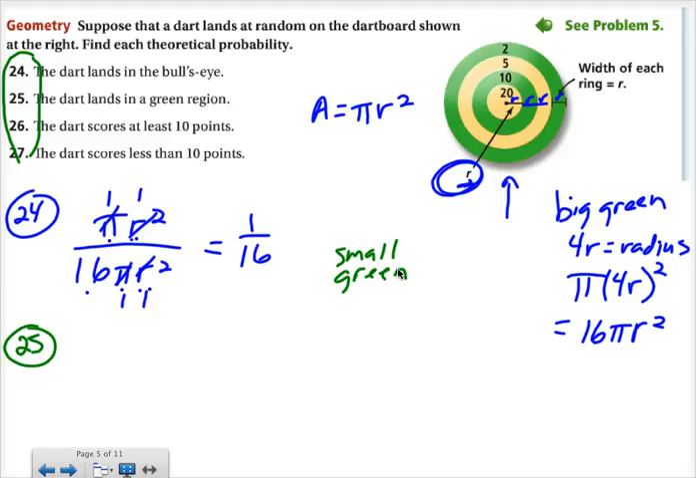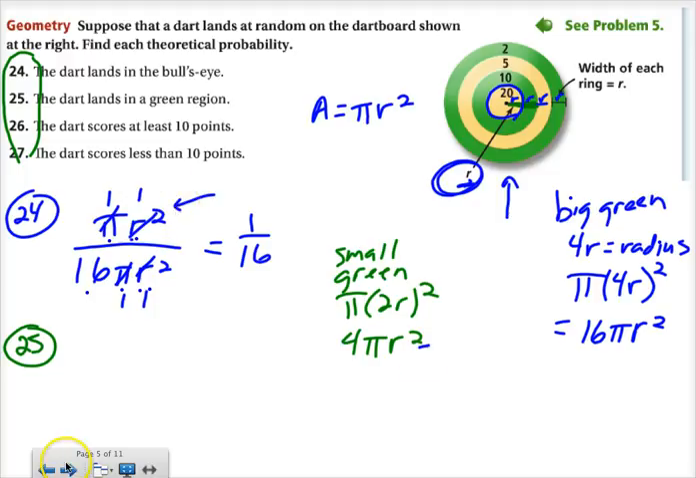I want the area of the small green ring, which kind of looks like a donut. So I think about the fact that the radius of the entire circle out from that green ring is going to be 2r. So that would be pi times 2r squared, or 4 pi r squared. But I can't include my little circle that I just used for the bullseye. Well, the good news is I already know what the area of that is. I had to find that area in order to do that problem.